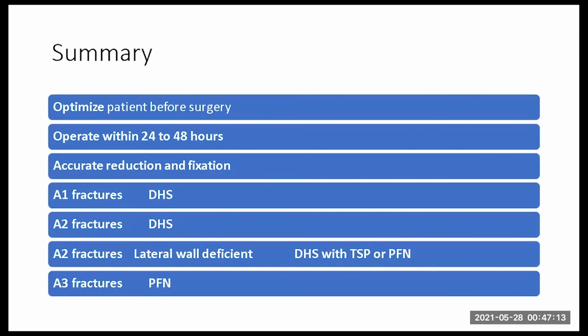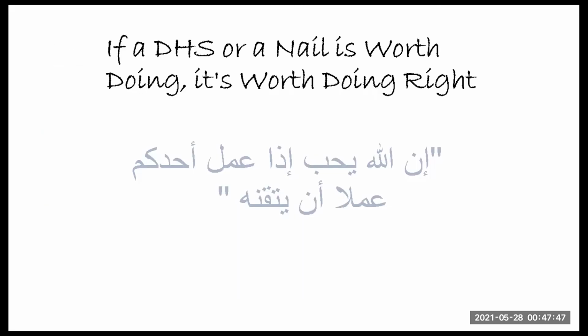So in summary, you have to optimize the patient before surgery, operate within 24 to 48 hours, and accurate reduction and fixation is mandatory. For A1 fractures, the DHS would do. In A2 fractures, the stable ones, the DHS will do. If there is a lateral wall deficiency, you have to supplement the DHS with a trochanteric support plate or a proximal femoral nail. For A3 fractures, use a PFN. So if a DHS or a nail is worth doing, it's worth doing right.